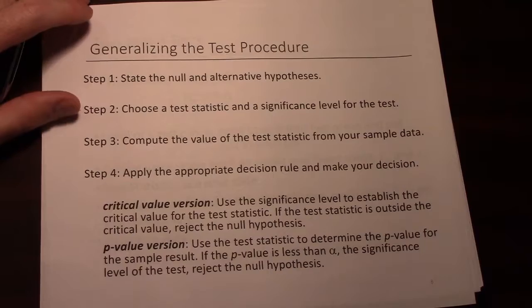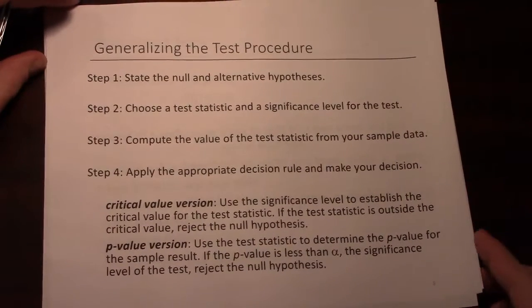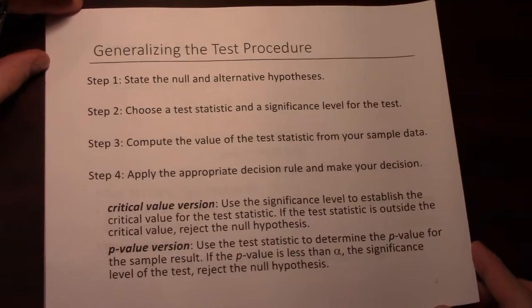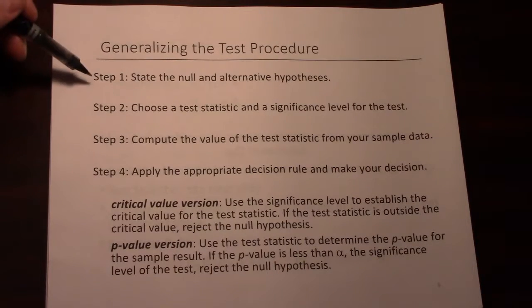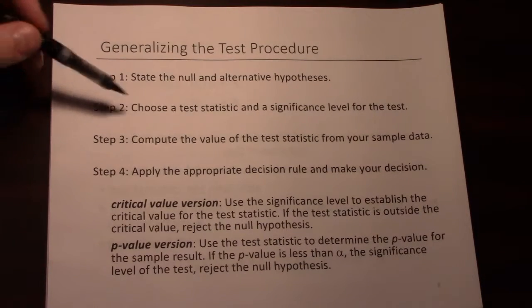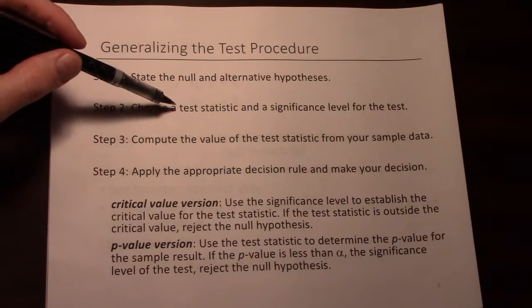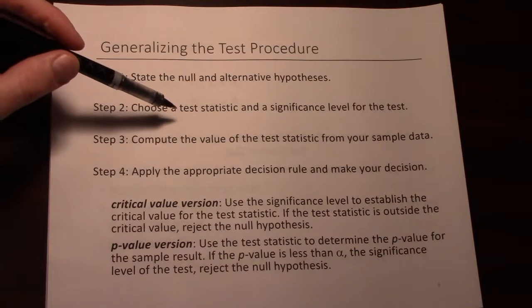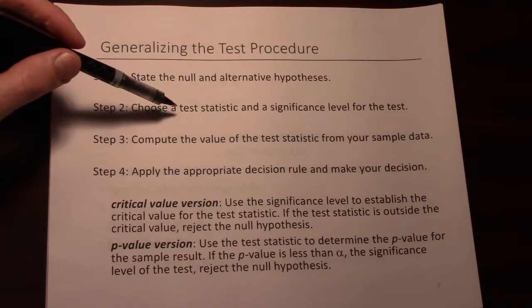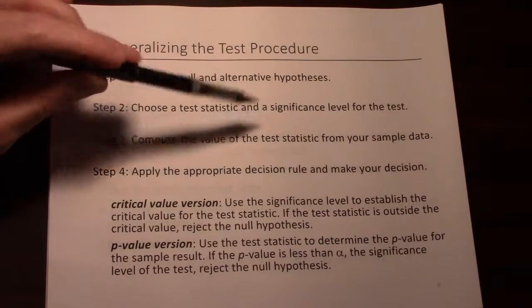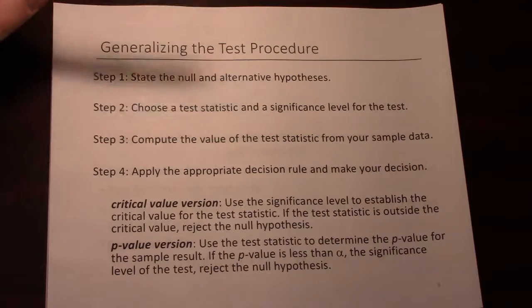Generalizing the testing procedure. So we'll state the null and alternative hypothesis. Think about what we're trying to test in step one. Step two, choose a test statistic. What this means in the procedure is choose, are we using a Z statistic or a T statistic, the two we looked at last time. And we choose a significance level for our test.